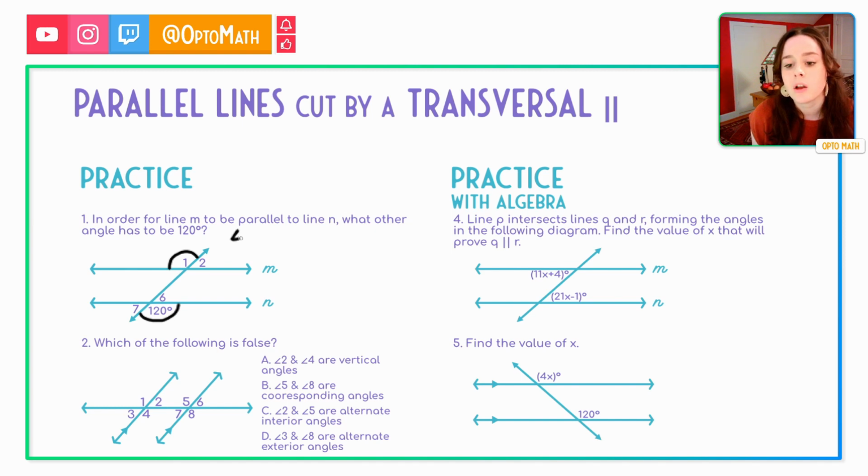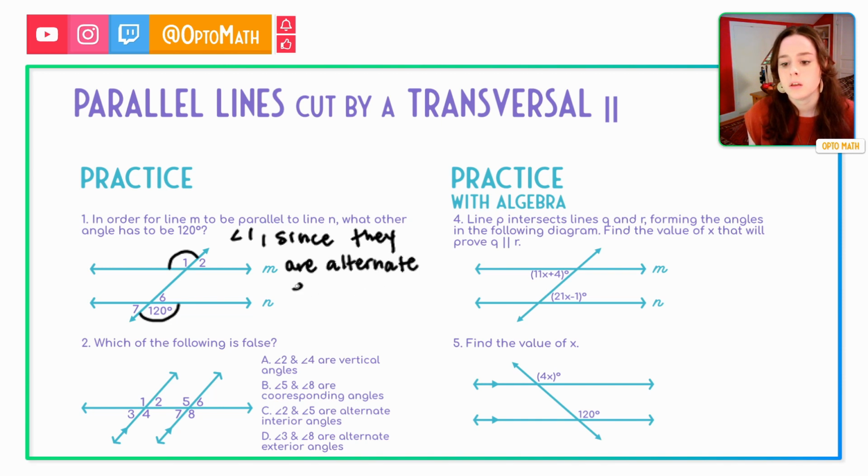So it will be angle 1 since they are alternate exterior. So remember, they're alternate, the transversal and exterior to the parallel lines. Alternate exterior angles.